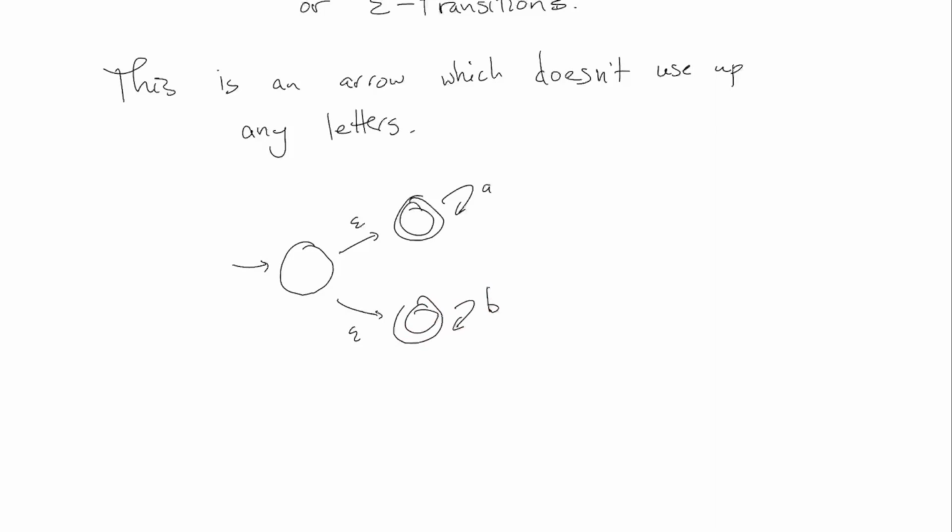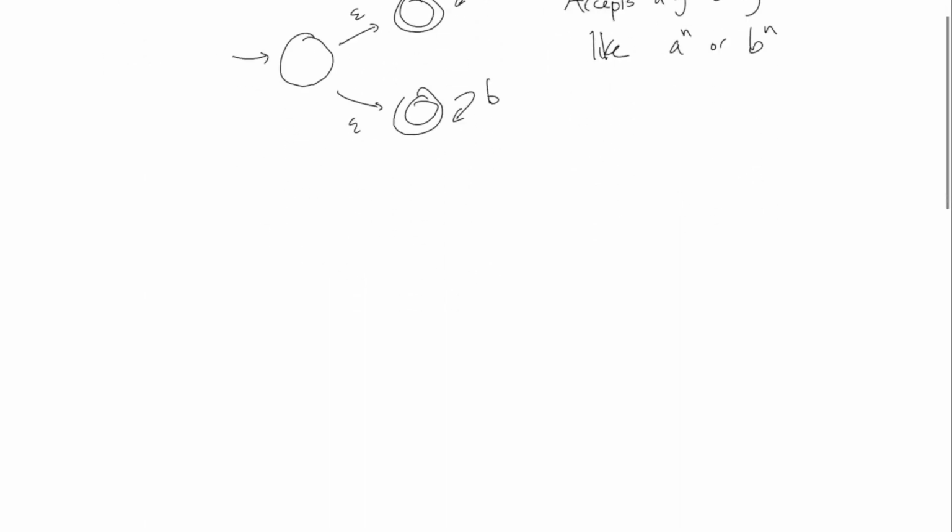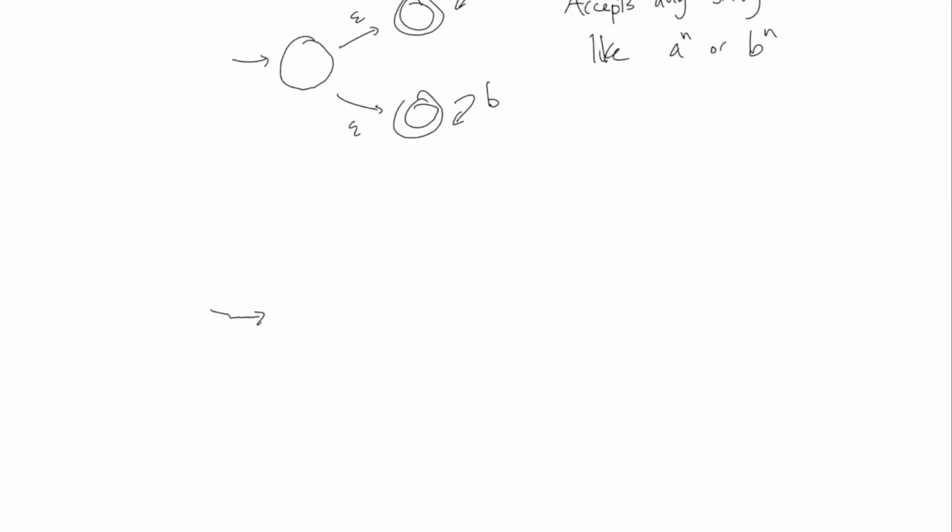And this one, what's the language? This accepts any string like A to the N or B to the N, right? Because after starting, you can immediately go up and do A's, or you could go down and do B's. But you can't do some mixture of A's and B's, because once you go to the A's, there's no way to get back down to the bottom there. These are called epsilon transitions, and there's not a whole lot to say about them.